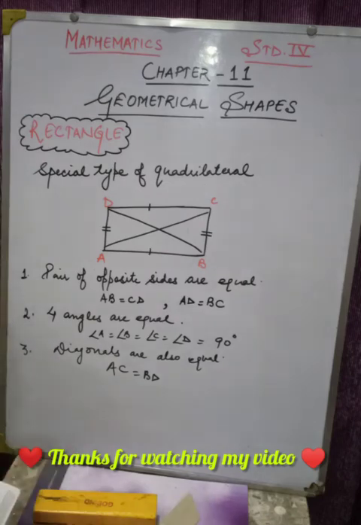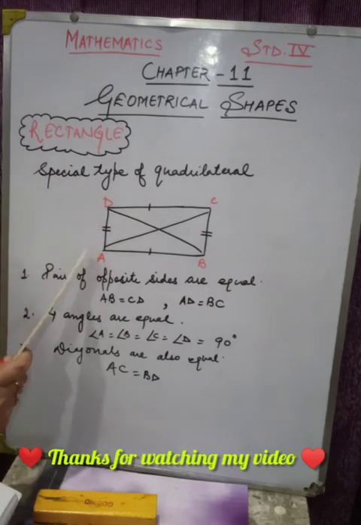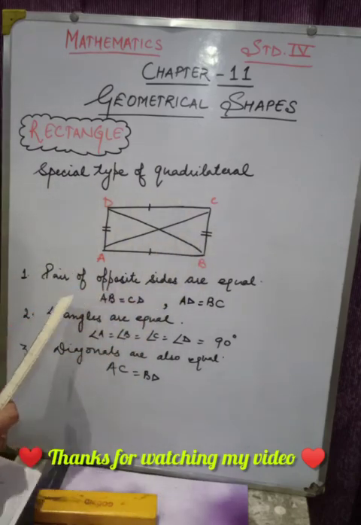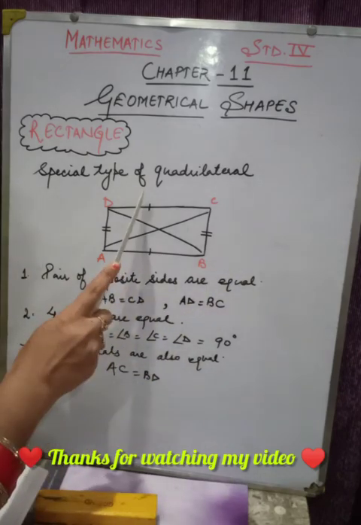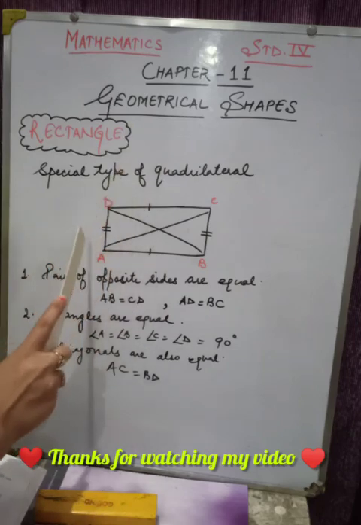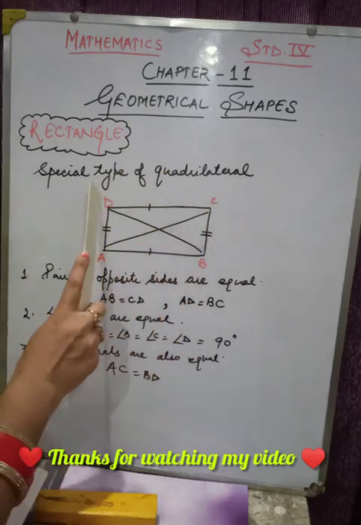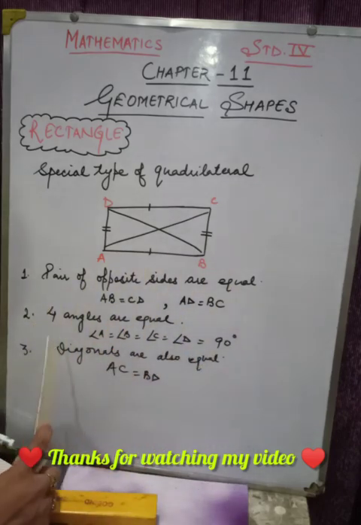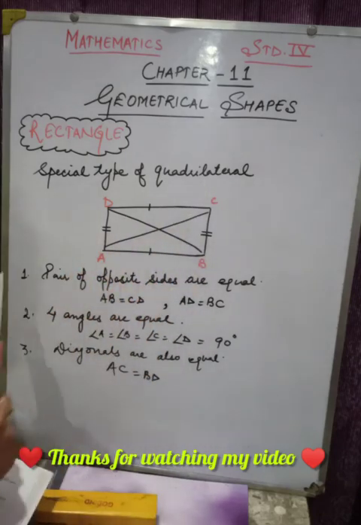What are the properties? Let's discuss. It is a special type of quadrilateral and it has four sides, two diagonals and four angles. First property is that pairs of opposite sides are equal. Two pairs: AB equals CD and AD equals BC. There are four angles and all the four angles are equal, equal to 90 degrees. Diagonals are also equal. AC equals BD.